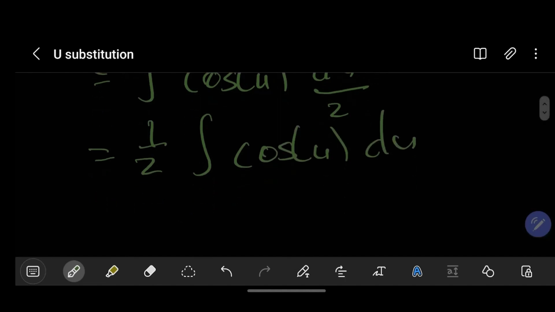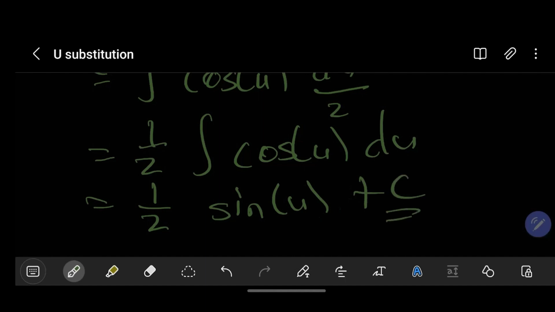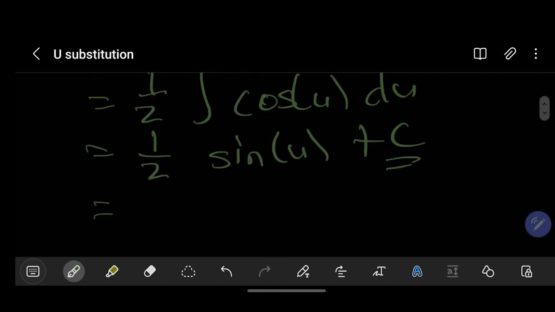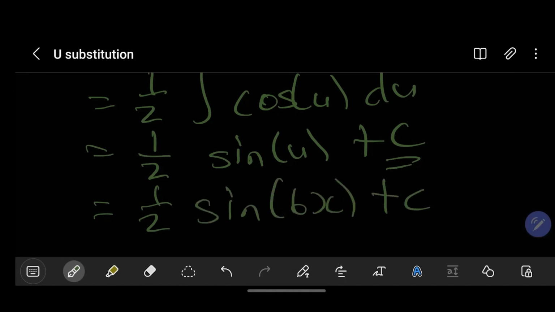So we know the integral of cos is sine, so we'll have this as 1 by 2 sine of u plus c. Don't forget the c. Now we can easily substitute back, so we have 1 by 2 sine of 6x plus c, and that's your final answer.